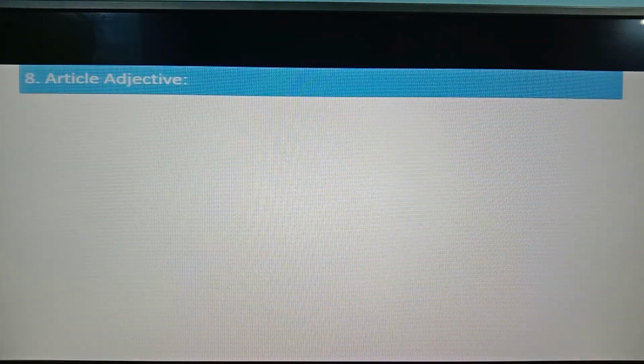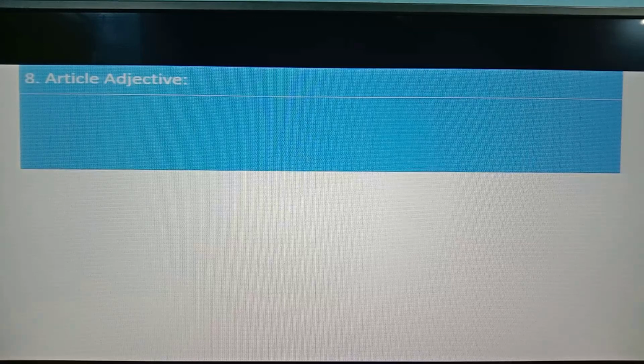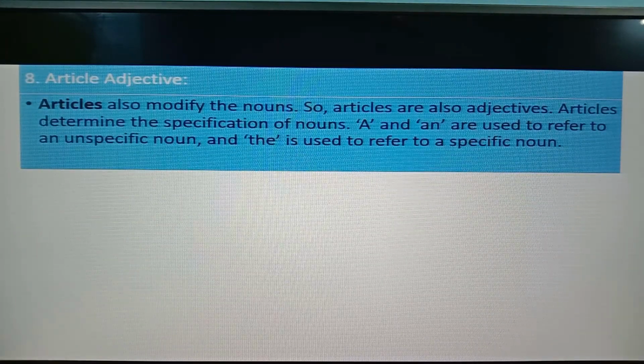Number 8. Article adjective. Articles also modify the nouns. So articles are also adjectives. Articles determine the specification of nouns. A and an are used to refer to an unspecific noun, and the is used to refer to a specific noun.